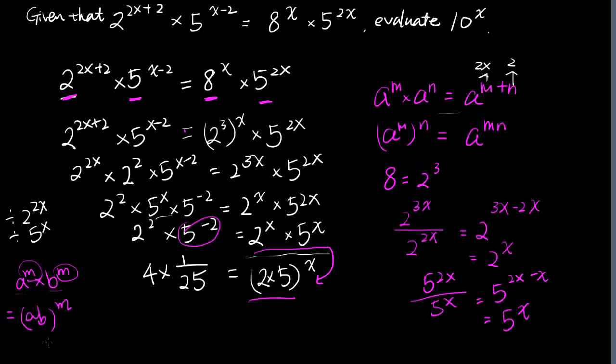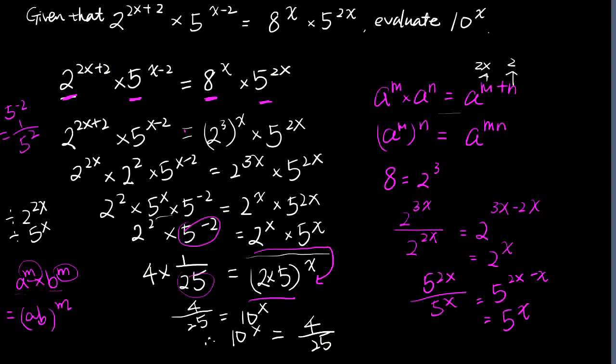And for 5 to the power of negative 2, it is the same as 1 over 5 to the power of 2. Therefore, it is 1 over 25. 25 comes from 5 squared. So I can continue: 4 over 25 equals 10 to the power of x. And please write the final answer statement. Therefore, 10 to the power of x equals 4 over 25.